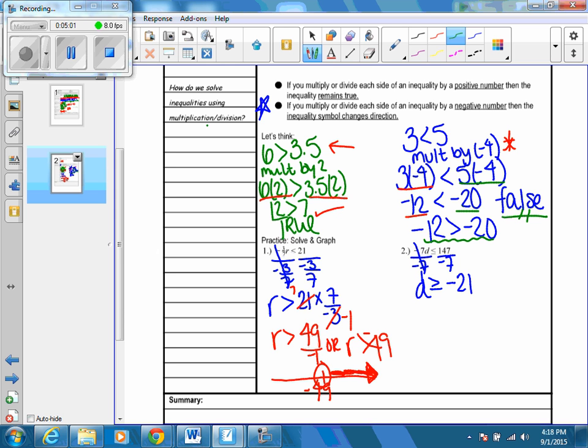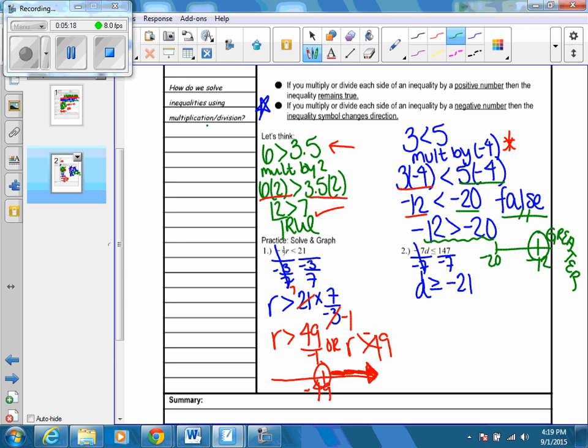If we think about it on the number line, negative 12 will be here, and then negative 20 will be somewhere over here. So negative 12 is the greater number.